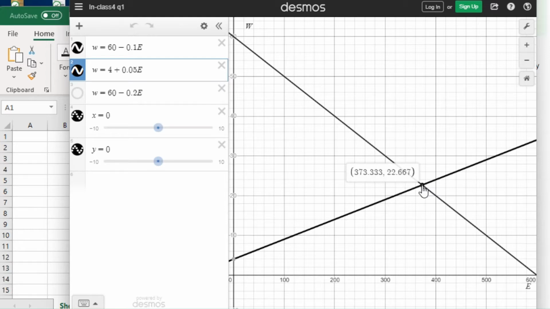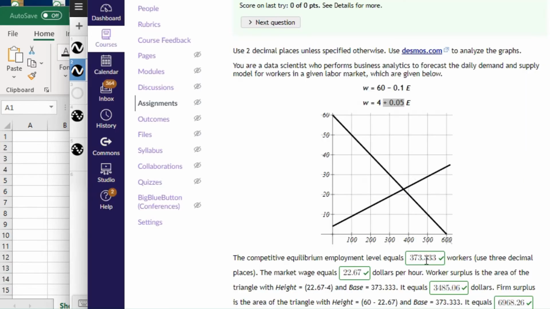At the competitive equilibrium, the market wage that the marginal worker and the marginal firm agree upon is $22.67 per hour. And at that wage, in this labor market, 373.333 workers will be employed at this hourly wage, 40 hours a week, right? So that's how I got these two numbers here. Okay, now we want to look at the worker surplus.